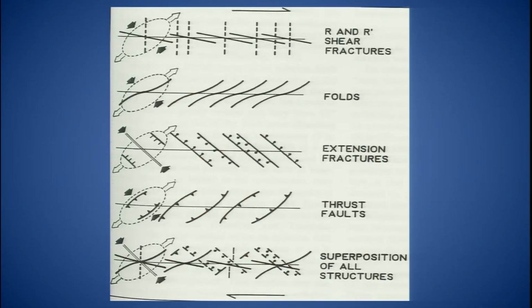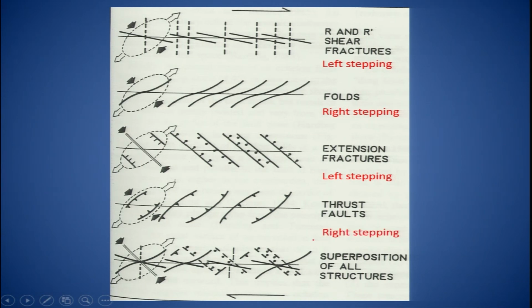This is the same thing which we were talking about with the shear fractures. You have right lateral again, so you will see the folds, right stepping, and this will be your left stepping. Again the thrust folds you will see right stepping, and if you overlap then you have the folds which are right stepping here, and then the extensional one is your left stepping.